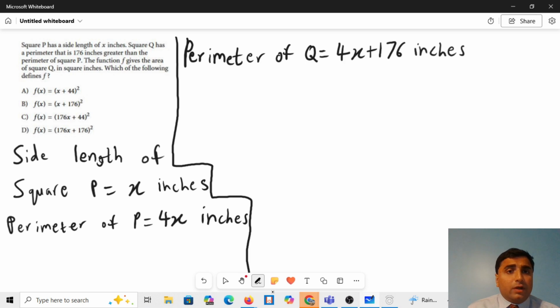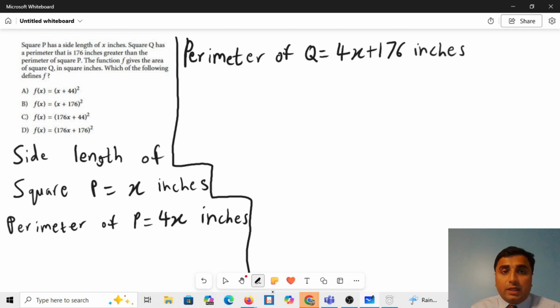Now we are told that function f is the area of square Q, and we are asked which of the following defines f, which is the area of square Q in square inches. So in order to find that out, we are going to have to figure out the side length of square Q, and after that, find the square of that side length, meaning we'll multiply that side length by itself, in order to find the area of square Q.